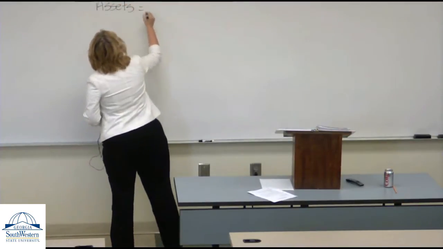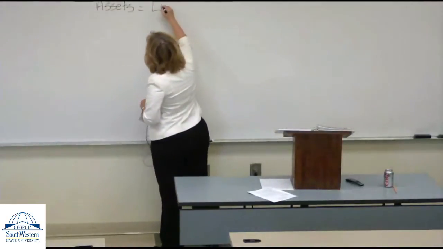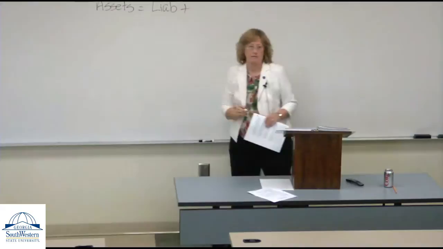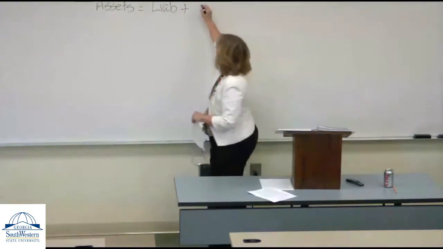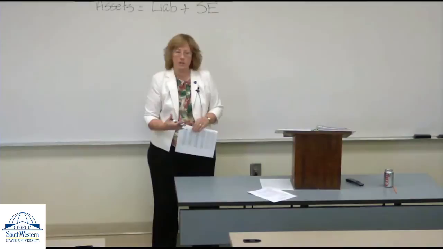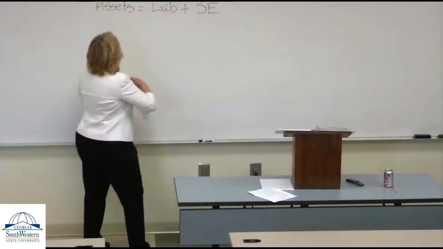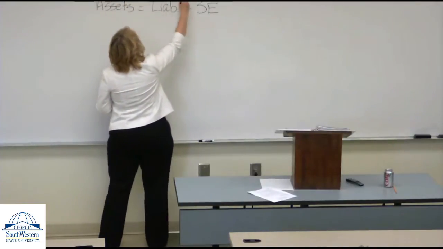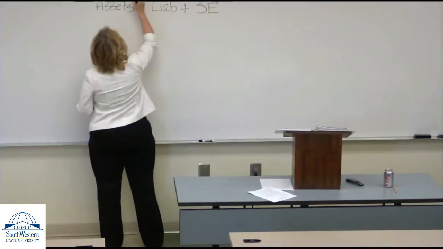We have assets equals what? Liabilities plus stockholders' equity. Okay. So stockholders' equity, owner's equity, equity, right? Stockholders' equity would be for a corporation. Owner's equity would be for a sole proprietorship. So all of this stuff right here, this is the balance sheet. That's what a balance sheet looks like, right? Those two things are equal, okay?